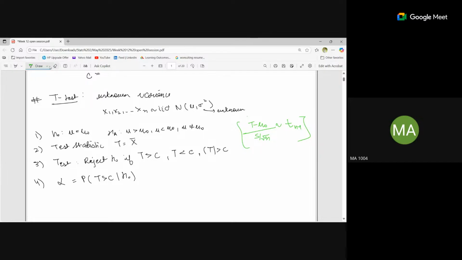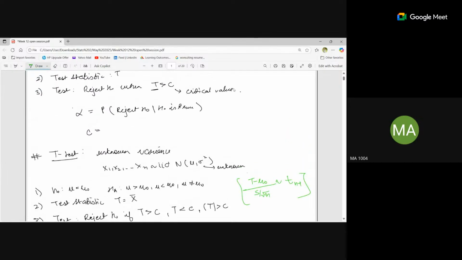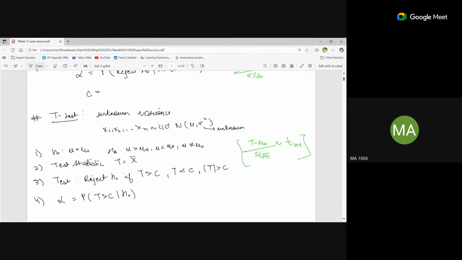If you remember in the z test, what was it? It was t minus mu naught divided by sigma by root n, which is following a normal distribution with 0 comma 1, correct? But here we don't have the variance, so we use the sample variance. So t minus mu naught upon s upon under root n will be following t distribution with n minus 1 degree of freedom, correct?